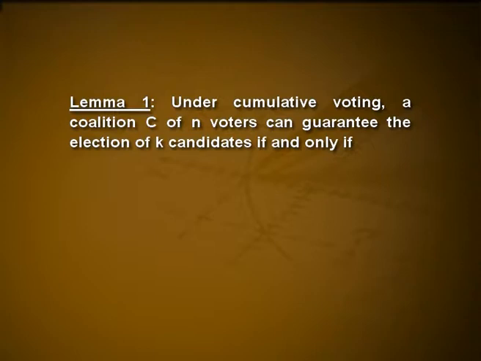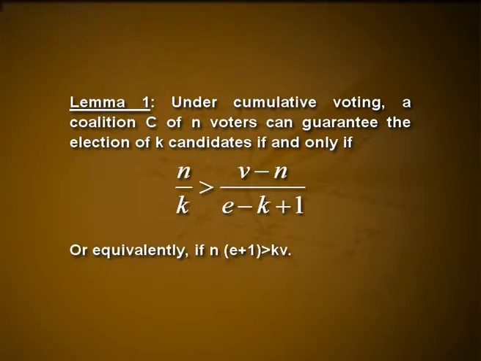Lemma 1 is this: under cumulative voting, a coalition C of n voters can guarantee the election of k candidates if and only if n/k is greater than (V minus n)/(E minus k plus 1), or equivalently if n(E plus 1) is greater than kV.